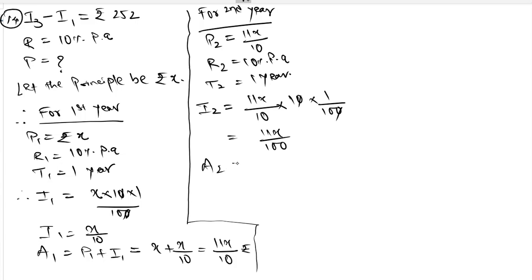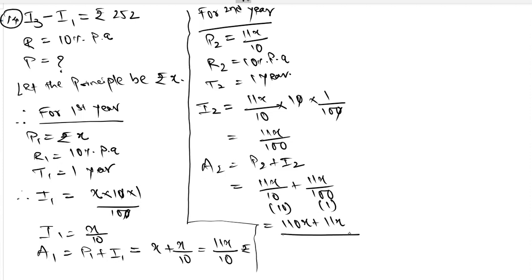So A2 will be P2 plus I2. So 11x upon 10 plus 11x upon 100. If I take the LCM, I will get 110x plus 11x the whole upon 100, that is 121x upon 100. This is A2.